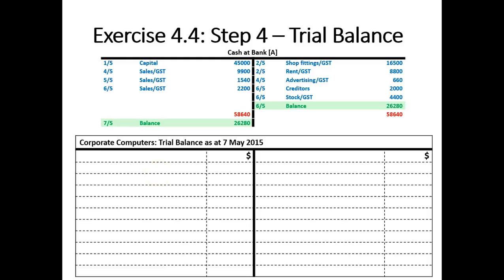We've entered all the transactions and we've balanced all the ledgers. So all we've got to do now is a trial balance. So we'll take it one account at a time. So the first one we have is cash at bank. So that had a debit balance of 26,280. So we'll write that in on the debit side.